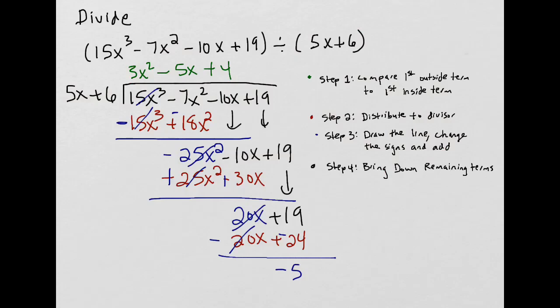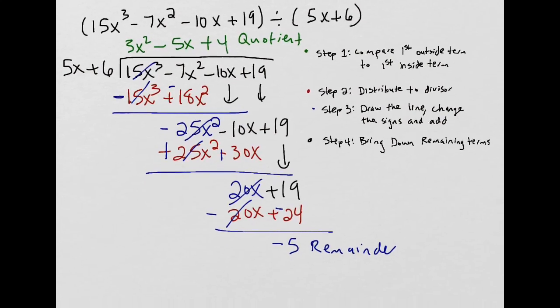And that's as far as I can go, because there's really nothing that I could multiply 5x by that would give me just negative 5. Well, I should say nothing where I don't have an x in the denominator position. So since there's no term I can multiply 5x by to get me to negative 5, this guy is what we call the remainder. The guy up here in green is what we call the quotient. The guy down here in blue is what we call the remainder.